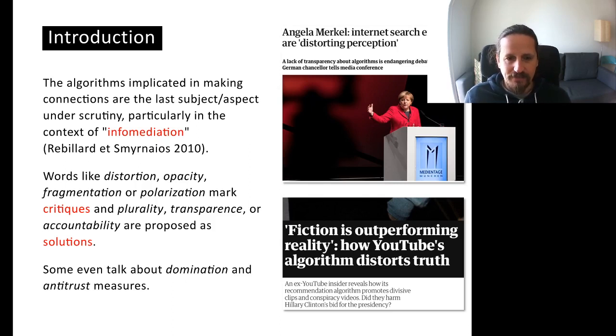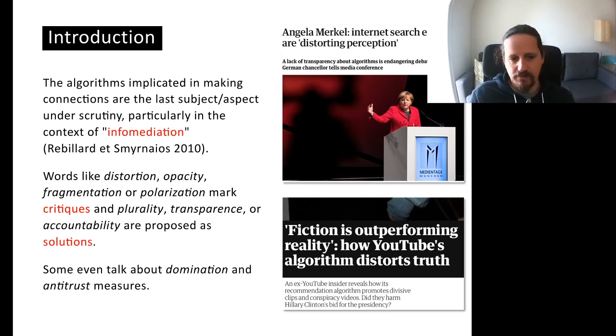A second starting point is that within these systems, algorithms are increasingly implicated in making connections between people and information, products, people and other people, and this algorithmic function has really become increasingly suspect, or at least people are scrutinizing it more intensely, particularly in the context of mediation. It's a term by Rebillard and Smyrnaios, who really talk about the mediation of particularly information tasks. So if you look at the right here, Angela Merkel talking about search engines as distorting perception, right? Terms like misinformation are of course very important here, and I would say at least since the U.S. elections of 2016, these questions have really been much more prominent.